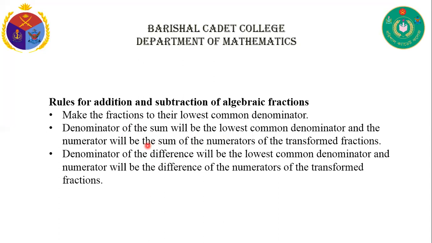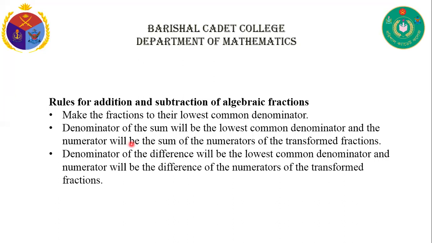So if we take again 3 by 4 and 1 by 2, which is converted to 2 by 4, then the denominator of the sum will be the lowest common denominator, that is 4. And the numerator will be the sum of the numerators, that is 3 by 4 plus 2 by 4. We can write the denominator is 4 and the numerator is 3 plus 2, that is 5.